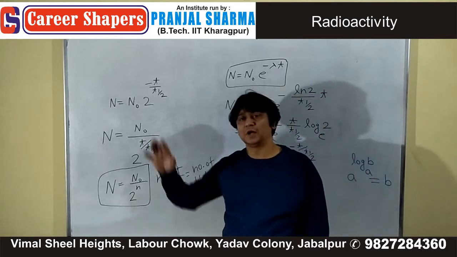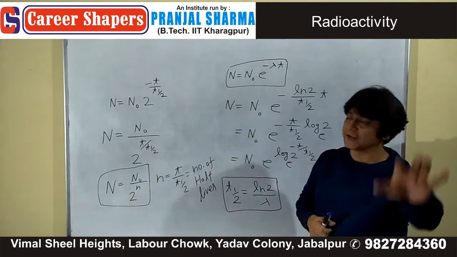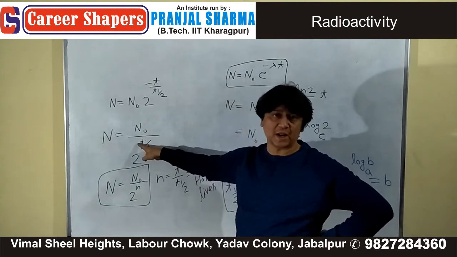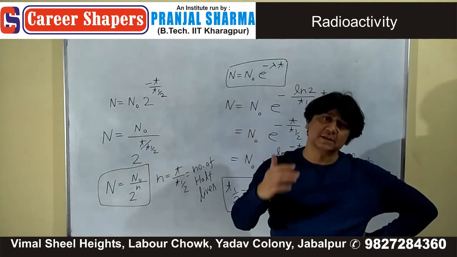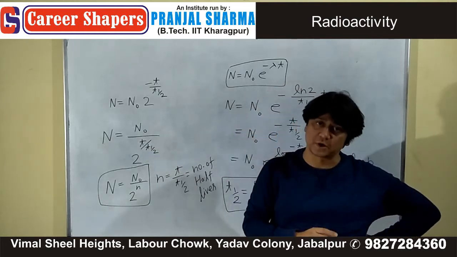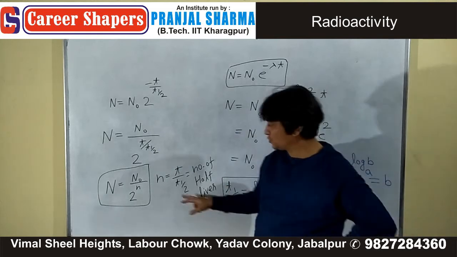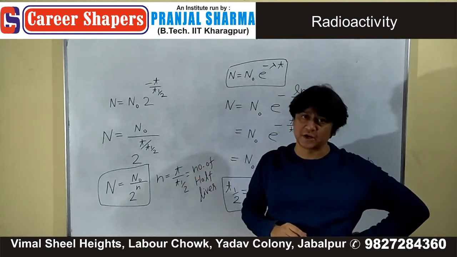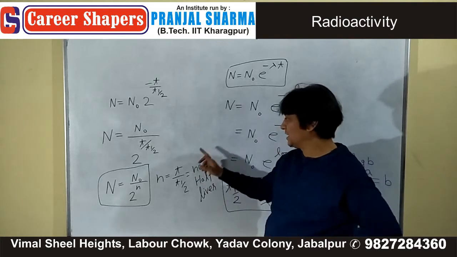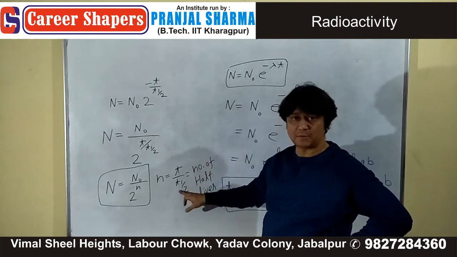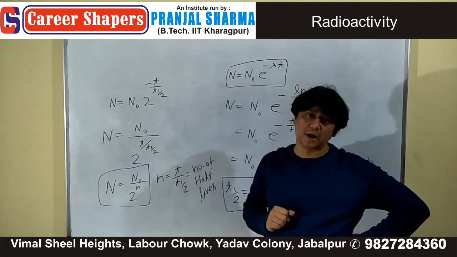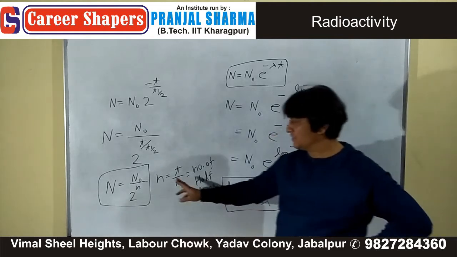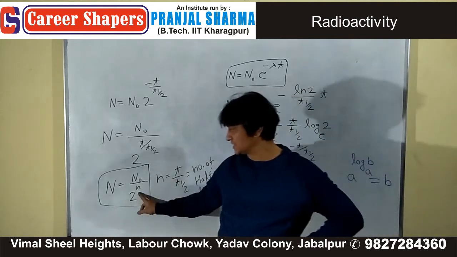Suppose you have got half-life as 2 seconds. So if half-life is 2 seconds and t is 8, in 8 seconds, how many 2's are present? That's what this n is. You will say 8 divided by 2, which is 4. That means 4 half-lives are present.